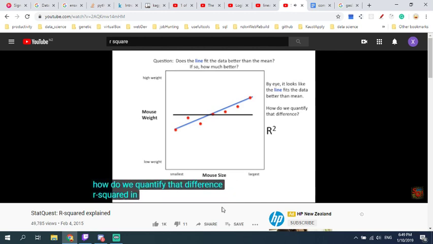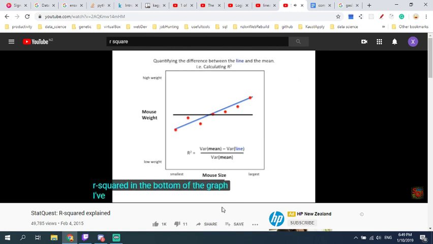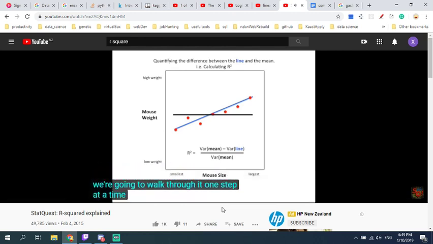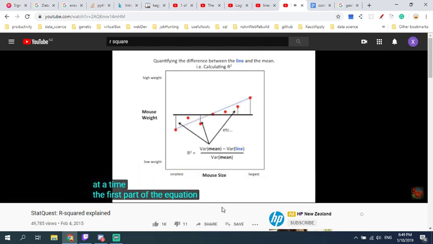R squared. In the bottom of the graph, I've drawn the equation for R squared. We're going to walk through it one step at a time. The first part of the equation is just the variation around the mean.